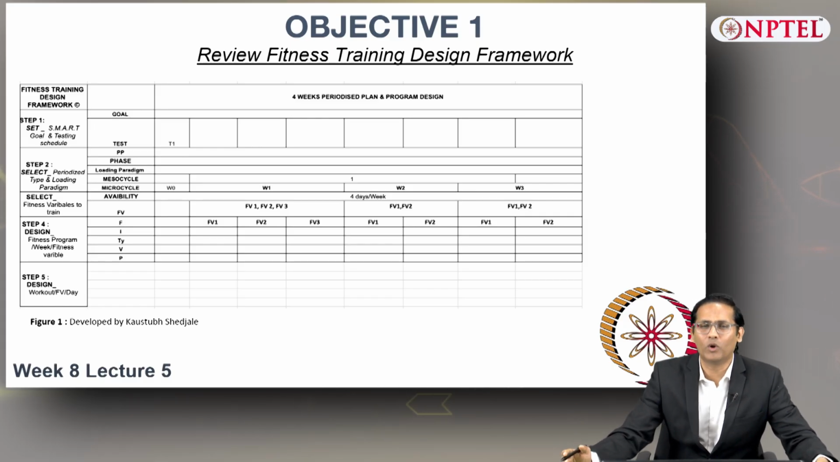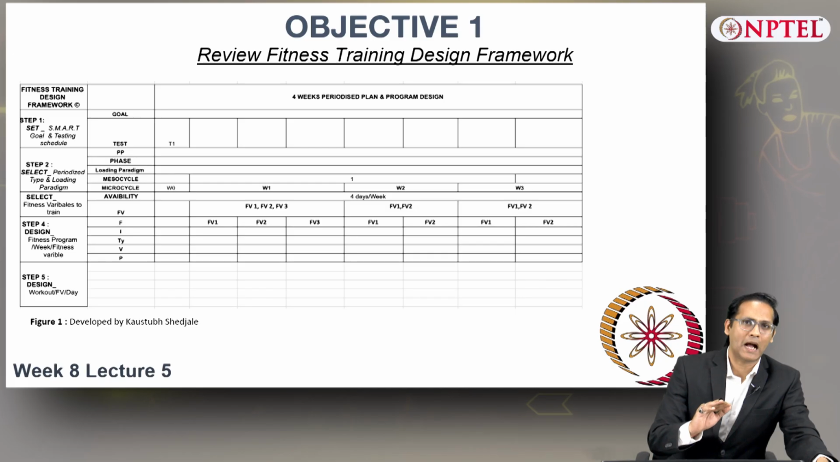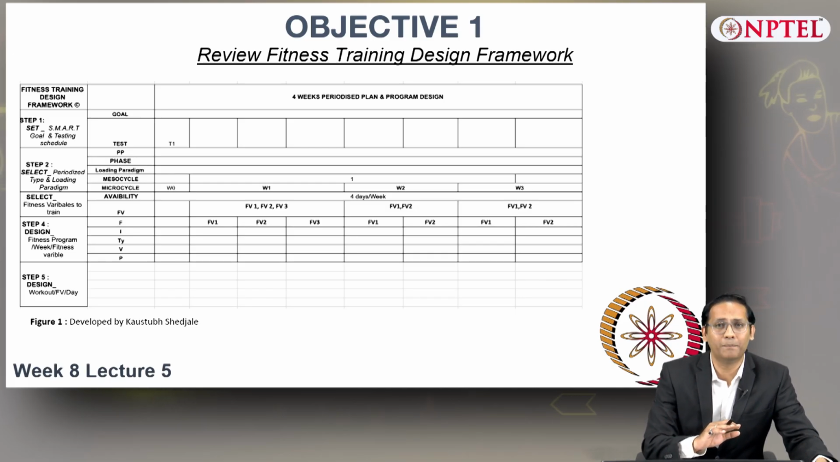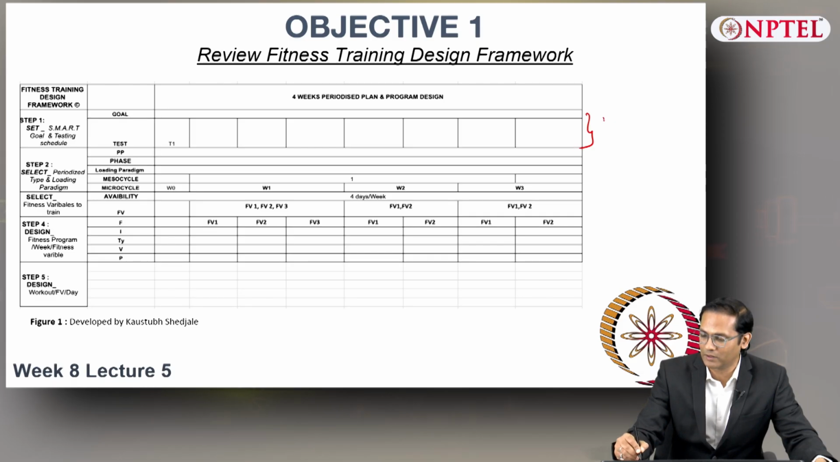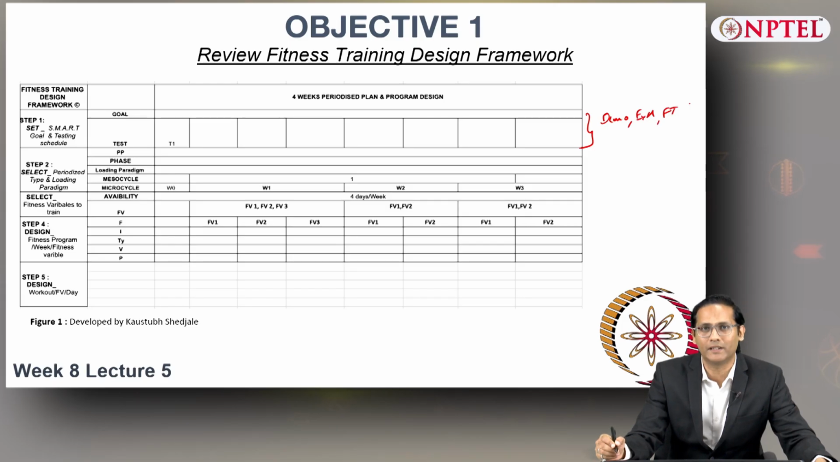Now, what is the fitness training design framework? This framework has 5 steps. If you want to design a program, you first start with identifying the measurable goal and the time frame within which you want to achieve it. In order to achieve this, you need to refer to the demographic information of the athlete, the exercise history of the athlete, and the current fitness test of the athlete.